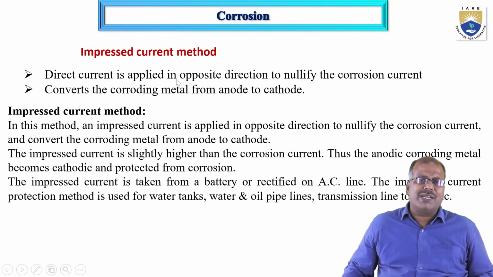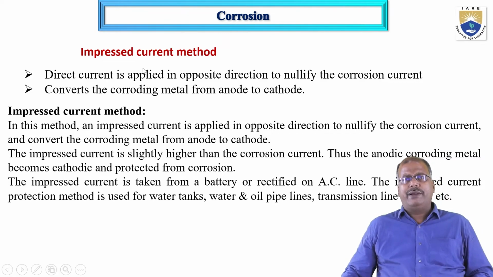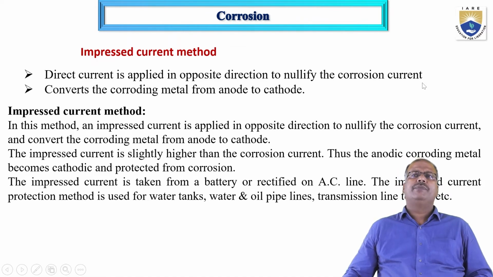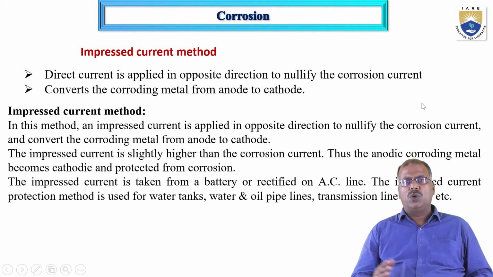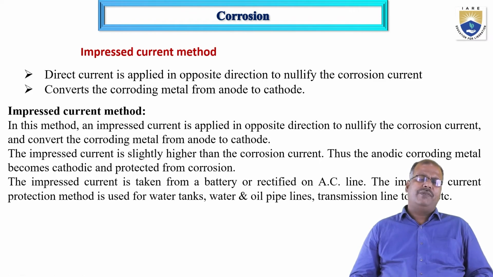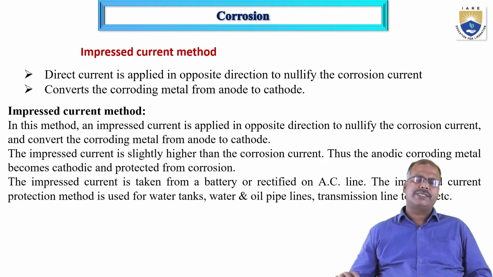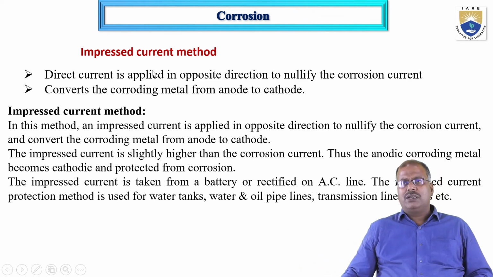So another one is the impressed current method. Here direct current is applied in opposition to nullify the corrosion current. What is meant by corrosion current? When the anode undergoes corrosion, that means when the anode undergoes an oxidation reaction, it releases electrons which move towards the cathode. That is called corrosion current. So in this impressed current method, you apply a current in opposite direction, more than the corrosion current, to nullify this corrosion current.